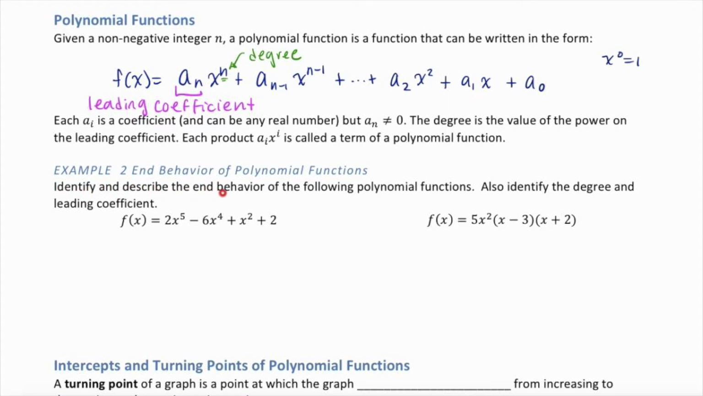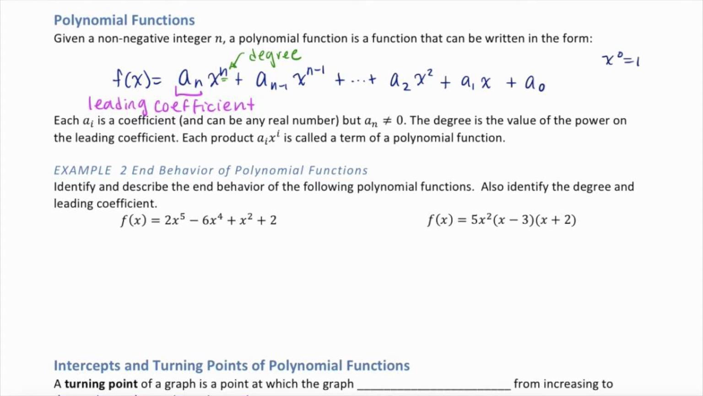Identify and describe the end behavior of the following polynomial functions. Also identify the degree and the leading coefficient. So what is our degree? This one is fairly straightforward. If you notice, I have a 5, x to the 4th, x squared, then no x. So it's really clear that this is the leading coefficient.